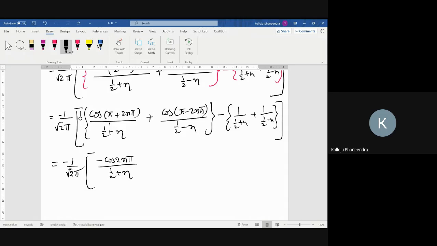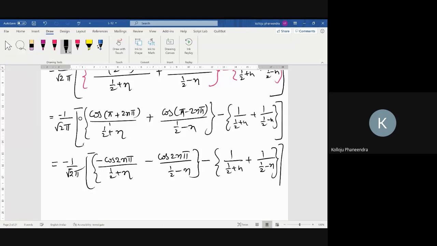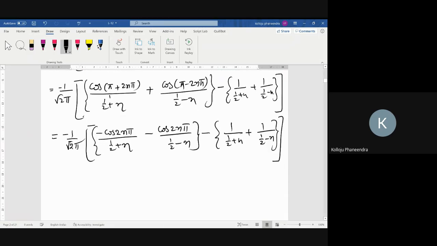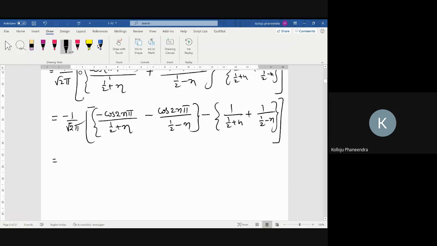Cos(pi minus theta) is second quadrant. In the second quadrant also cos is negative. So minus cos 2n pi by (1 by 2 minus n). And this is minus 1 by (1 by 2 plus n) plus 1 by (1 by 2 minus n). Next, this is equal to minus 1 by root 2 pi.